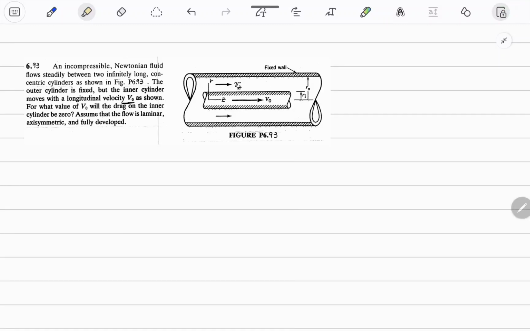Let's solve another fluid dynamics problem. It's going to be a very long one. Incompressible Newtonian flow is laminar between two infinitely long cylinders as shown in this picture. The outer cylinder is fixed, and the inner cylinder moves longitudinally with V naught. What is the value of V naught?